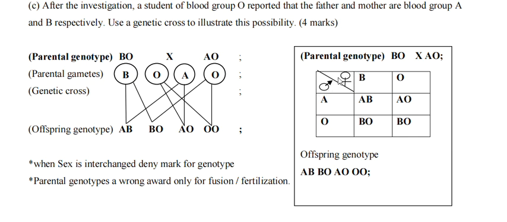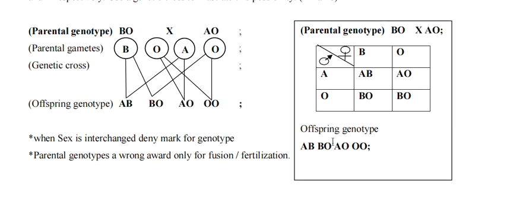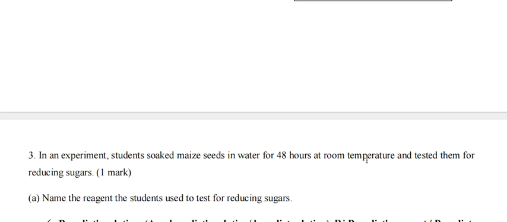In this case, when you interchange here, the marks will be denied for genotypes. Then the cross B and A, we get AB, and BO, then O and A, you get AO, then O and O, you get OO. So this is supposed to be OO. Then genotypes AB, BO, AO, OO, and the OO means the blood group is O.